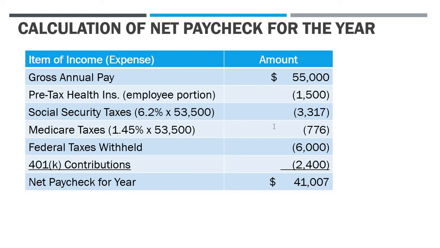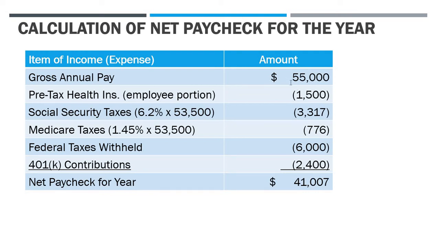So we've got our $3,317, $776, and then we've got the federal income taxes being withheld of $6,000. And then the last item there is the 401k contributions made by John, which are going to be $2,400 for the year. If we take his gross pay and we lop off all of these deductions, we arrive at a net paycheck for the year of $41,007.